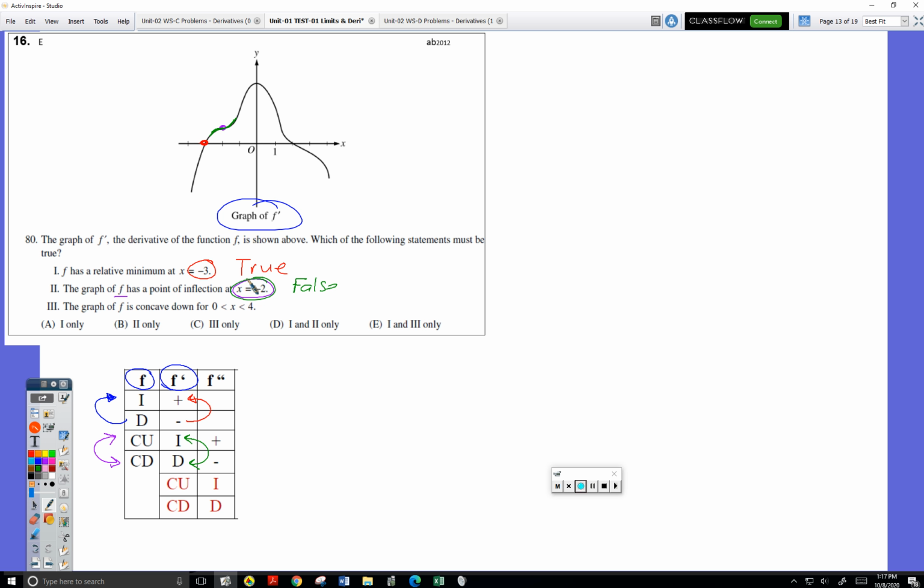Cool. Last one. The graph of F is concave down on this interval. You've got the flashcards you need. F is concave down whenever F prime is going down. So true or false? Show me. Give yourself 2 more. Good work.